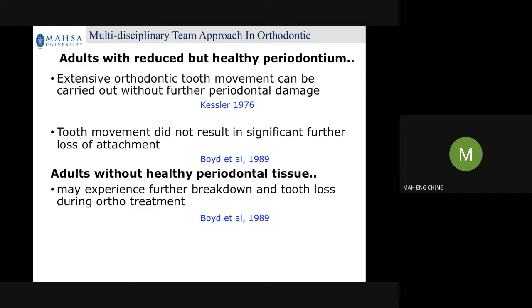But if you do it on an adult without healthy periodontal tissue, let's say the oral hygiene is not good and the periodontal problem is not controlled, they may experience further breakdown and tooth loss during the ortho treatment. So if the oral hygiene is not good and the periodontium is compromised, if you're not careful and you put the braces on, it might pull the teeth out from the bone, which is quite dangerous. So if you want to do braces, always control the periodontal problem first before you do it.